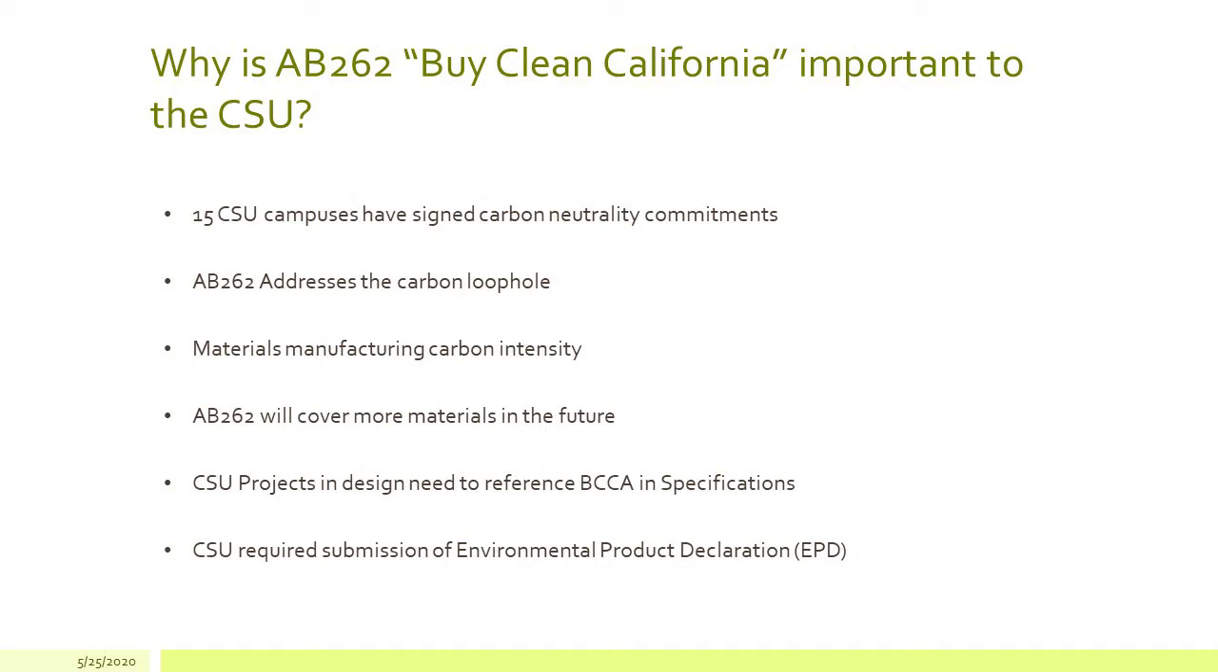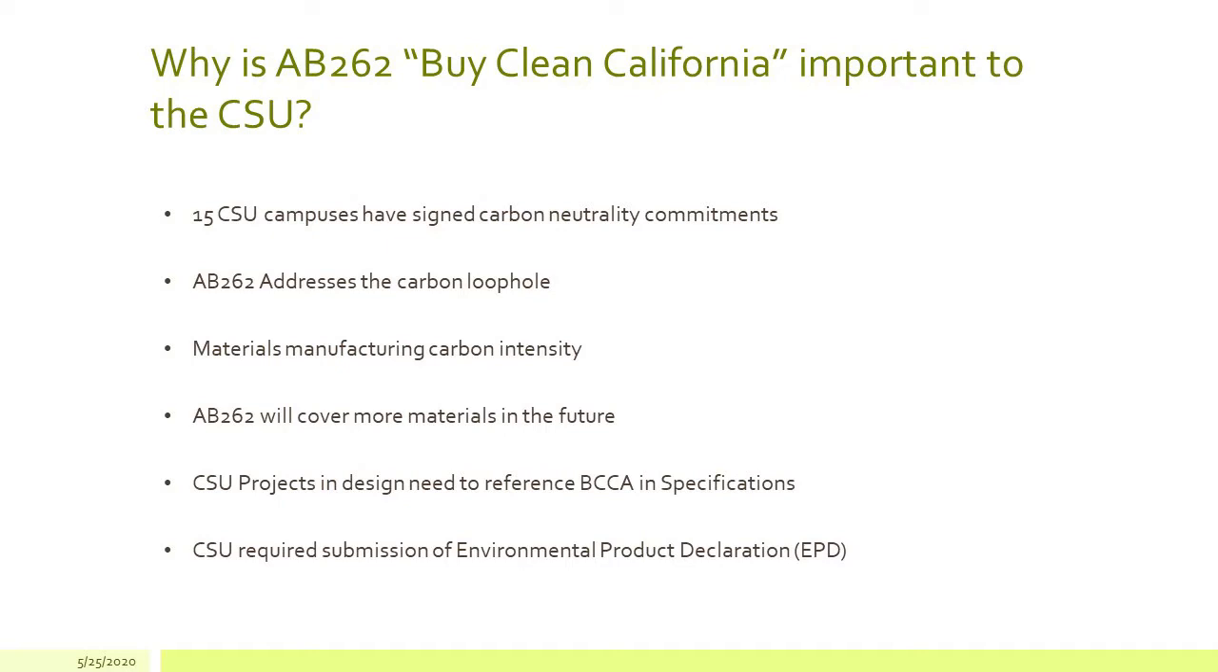AB 262 addresses the carbon loophole, which is the carbon intensity of the materials we buy. We've taken to calling that scope 4 emissions because it's the embodied carbon in the materials we buy. The bill authors for AB 262 call it the carbon loophole. So if you hear folks referring to the carbon loophole, this topic area is what they're talking about.